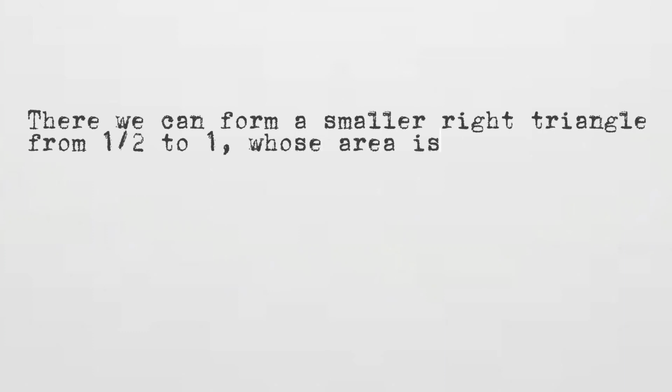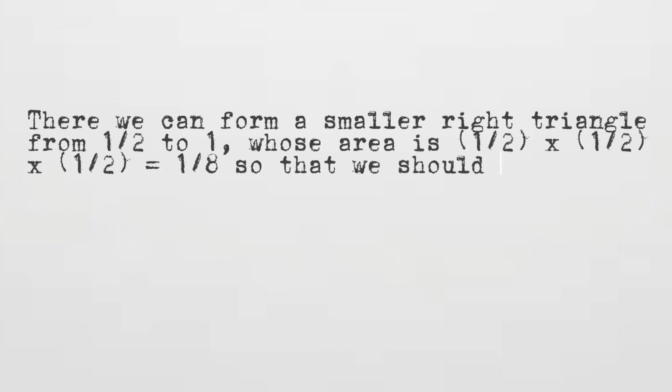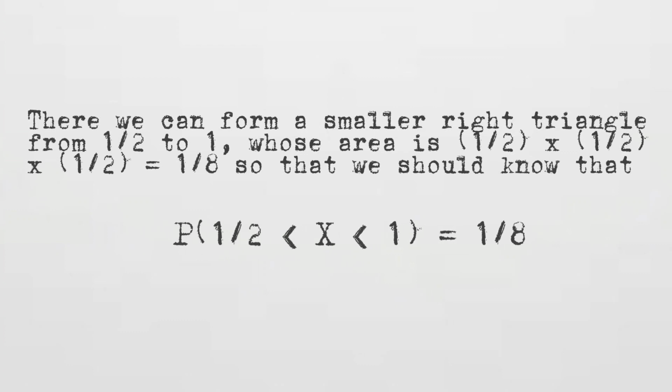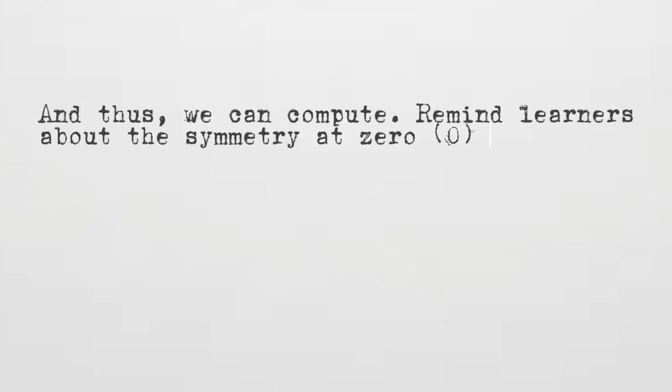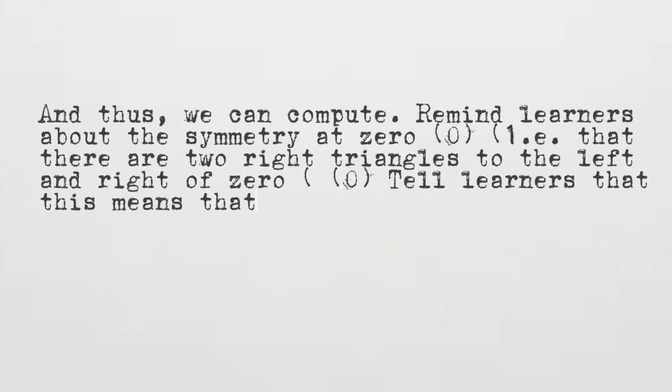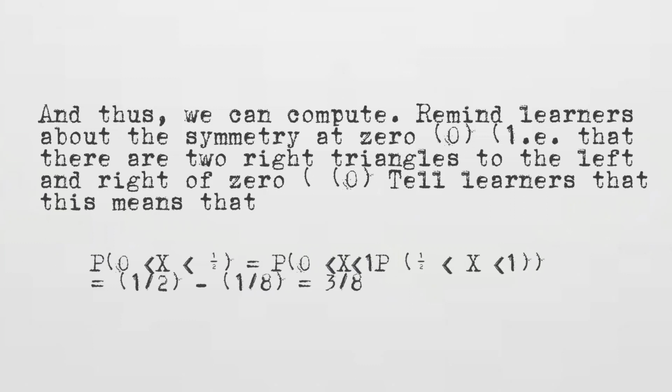Therefore we can form a smaller right triangle from 1.5 to 1, whose area is 1/2 times 1/2 times 1/2 equals 1/8. So we should know that P(1.5 < x < 1) is 1/8. And thus we can compute. Remind the learners about the symmetry at 0, that there are two right triangles to the left and right of 0.